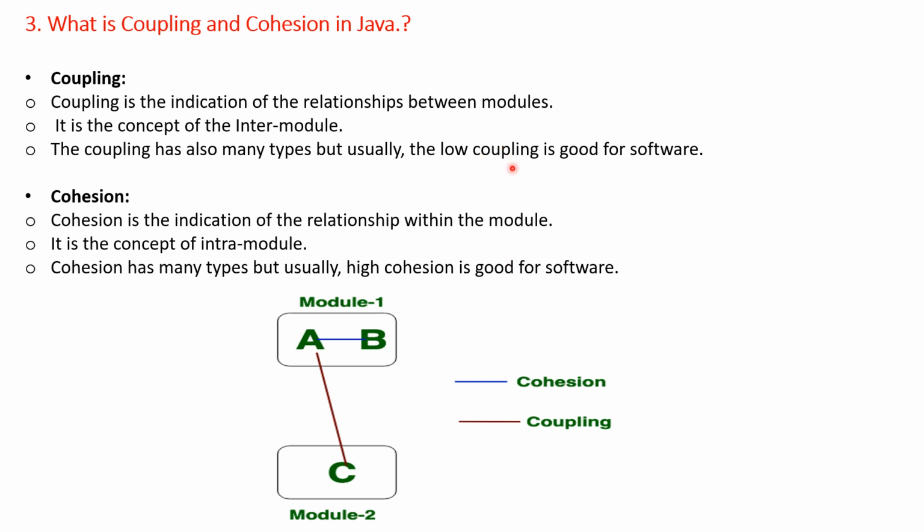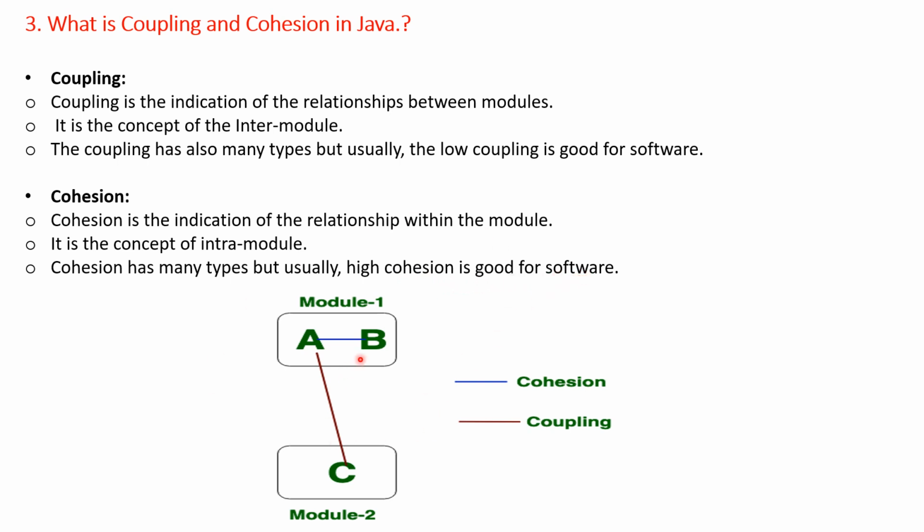What coupling and what cohesion we have to choose while implementing the code, or while choosing any software. Coupling is the relationship between modules, and between means it is an intermodule concept, and cohesion means relationship within the same module. It is a concept of intramodule. Cohesion has many types, but usually high cohesion is good for the software.